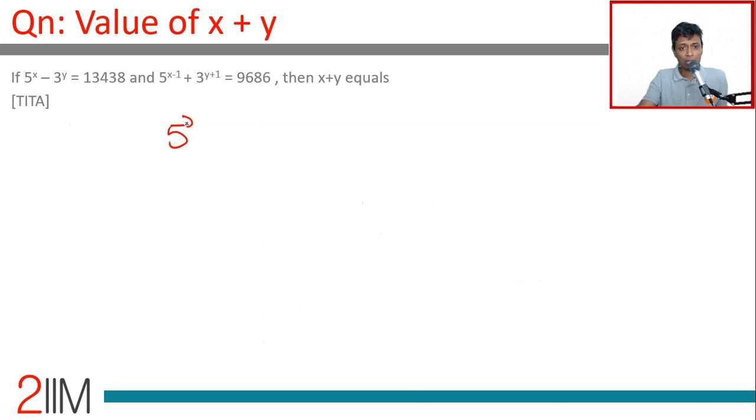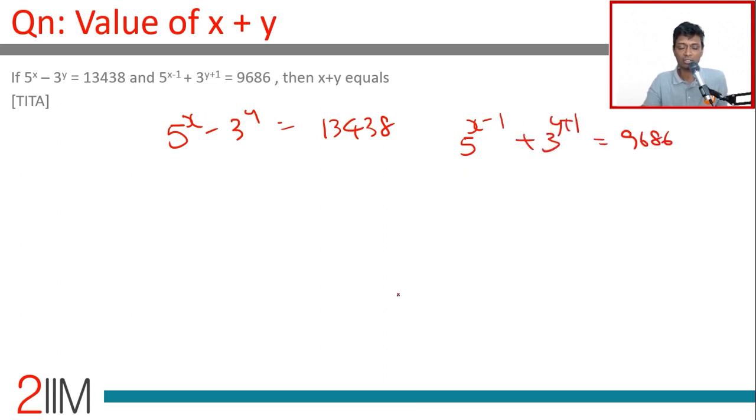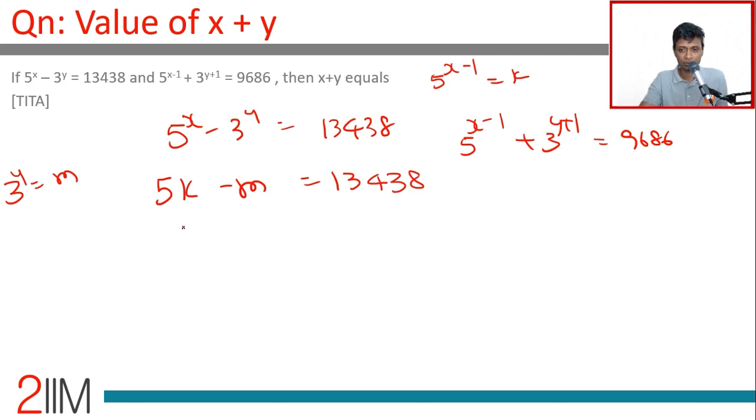5^x − 3^y is 13438. 5^(x−1) + 3^(y+1) is 9686. There's 5^x, there's 5^(x−1). So I'm going to say, let 5^(x−1) equal k. There's 3^y, 3^(y+1). Let 3^y equal m. This is 5k − m equals 13438. This, k + 3m equals 9686.